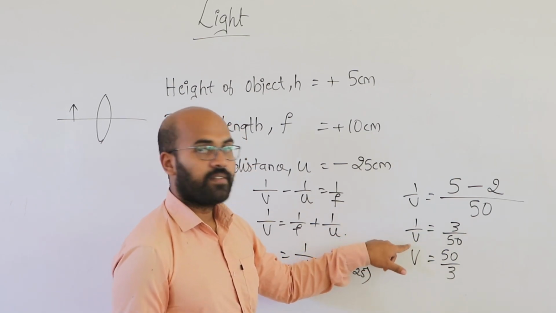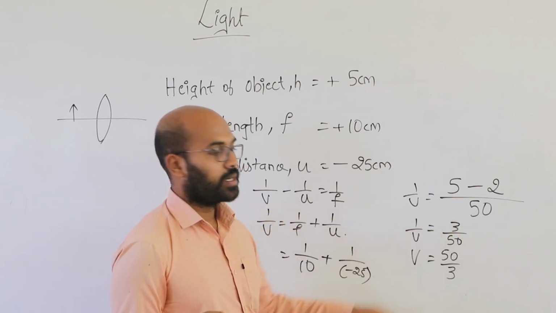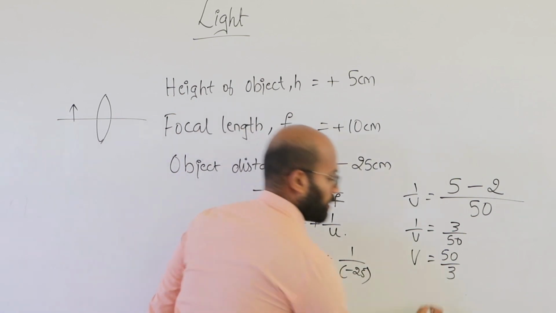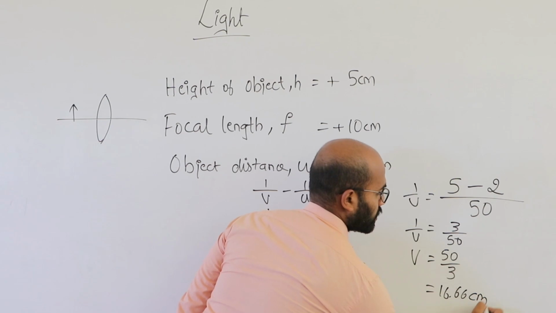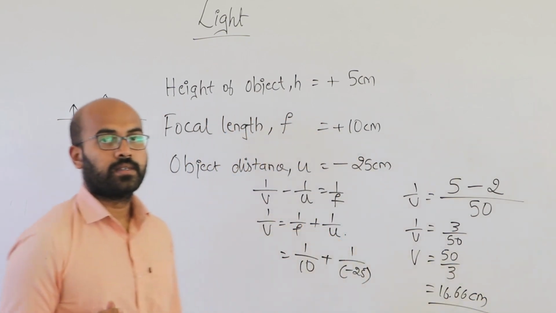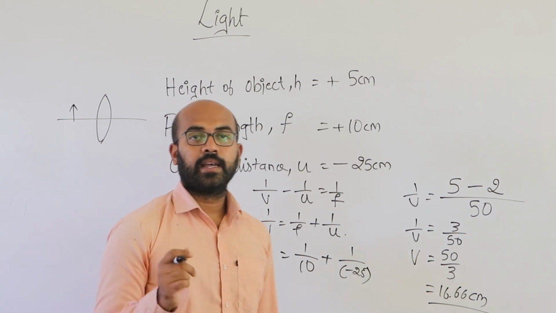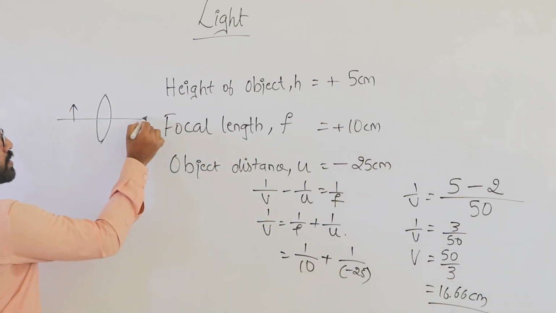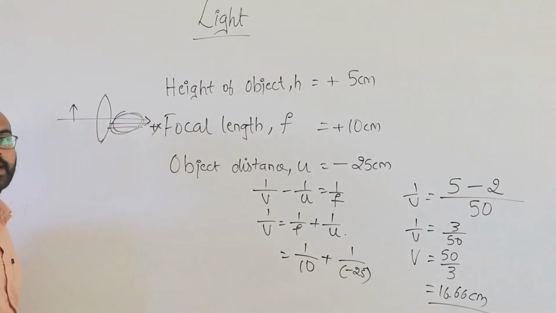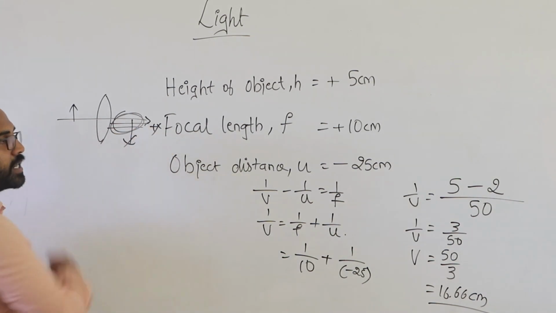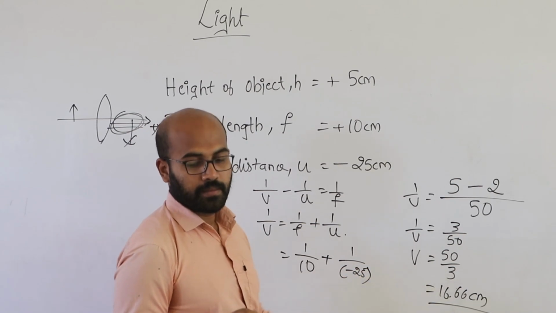So when you want to get the value of v, what you need to do? You need to take the reciprocal. So v is equal to 50 by 3, which is nothing but 16.66 centimeter. So it is plus. If you get plus, it means that it is real and inverted, because it is forming on the positive x-axis. It is real and inverted because the image distance is positive.